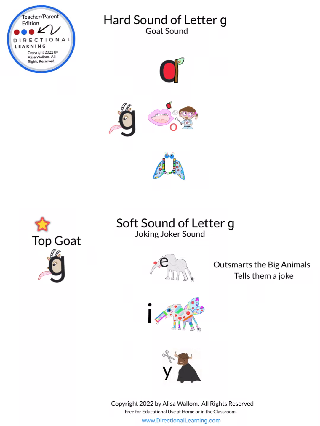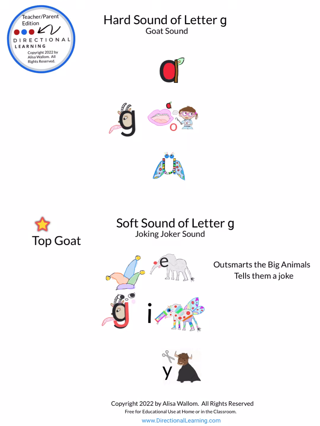Well, that goat had watched that cat outsmart those big animals, and that's how our cat became top cat. He was able to jump on his own letter and slide away. So the goat thought to himself that he wanted to be top goat. So that's what he did. He defeated the big animals by simply telling them a joke. He distracted them and told them a joke, and then he was able to jump on his own letter and slide away. So that's what we're going to be teaching the student, the hard sound and soft sound of letter G today.